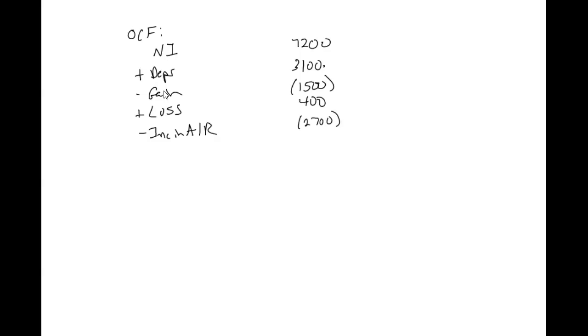Just a quick note, I don't have it in these problems, but you might see it: this accounts receivable is actually net. So if you have an allowance for doubtful accounts, make sure you net that out first to do your change. You may see that, no problem.